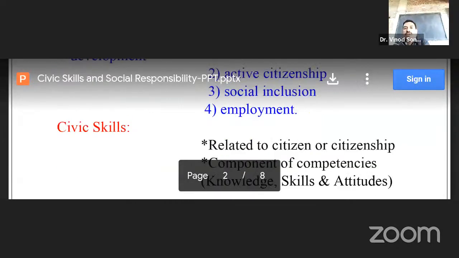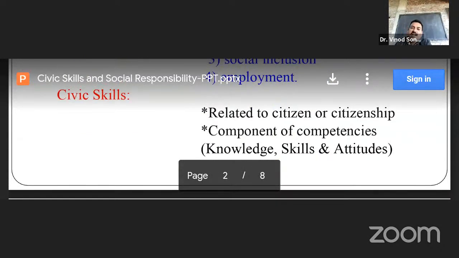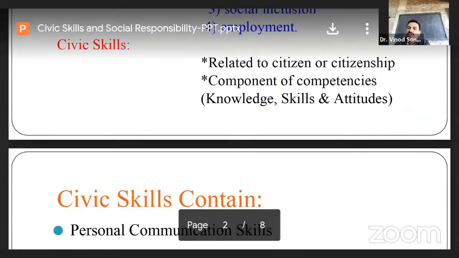Now, friends, let me introduce you: what is meant by civic skills? These skills are related to citizens or citizenship. To be a good citizen of the nation, civic skills are important. And we can say that civic skills are a component of the competencies. Recently we have discussed the three competencies. We have discussed knowledge, we have discussed skills, and we have also discussed attitudes. And civic skills are one of the components of these competencies.